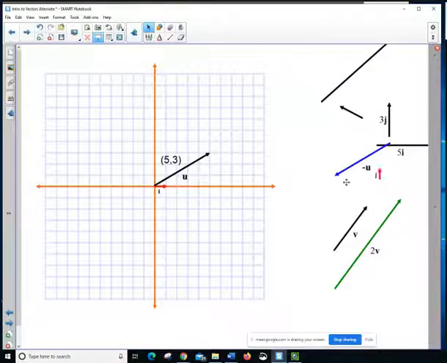Now, what are the two things that are special about these vectors? Who can tell me why these vectors are likely special? Okay, so first of all, they're vectors of magnitude 1. Okay, good. What else is special about these vectors? There you go. They're both pointing in the direction of the positive axes.